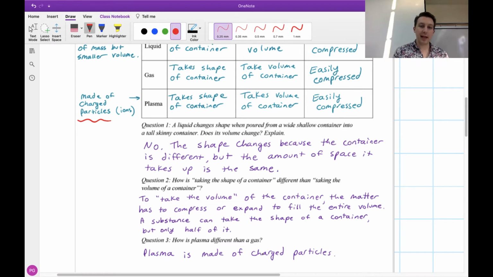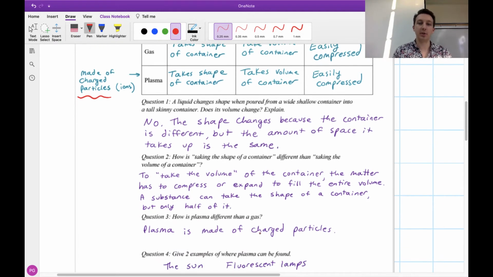How is a plasma different than a gas? The main thing here is that a plasma is charged particles, a gas is just neutral particles, no charge.